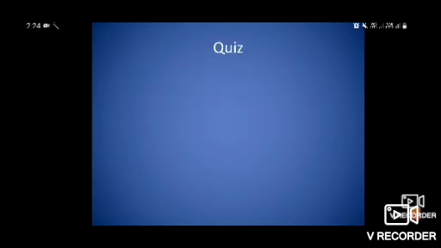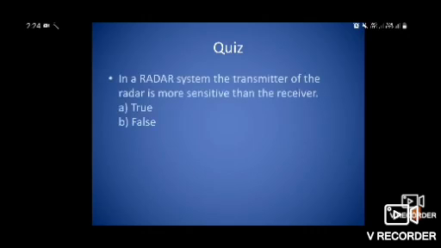So we have a quiz on the radar. First of all, what is the question? In a radar system, the transmitter of the radar is more sensitive than the receiver. Okay, please note this question. Why? Because it can be most useful from the ESET point of view. So you can write the first question. I will give some time. Please note this question.